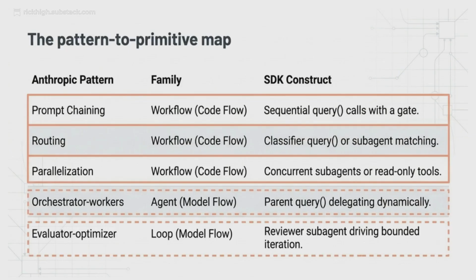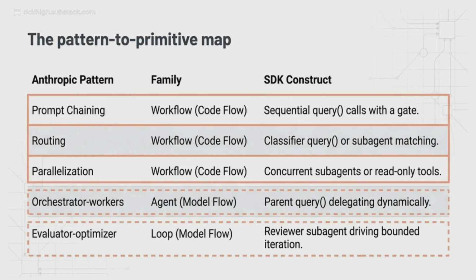Parallelization is a workflow built from concurrent subagents, namely sectioning for independent pieces and voting for confidence, or from read-only tools that fan out within a single turn. Orchestrator workers is the agent family, built from a parent query with the agent tool delegating to subagents it decides on at runtime. Optimizer is a loop built from a reviewer subagent whose verdict drives a bounded iteration. The first 3 are workflows where you hold the flow. The last two hand it to the model.